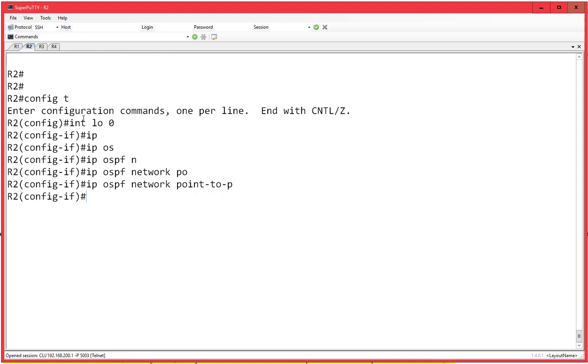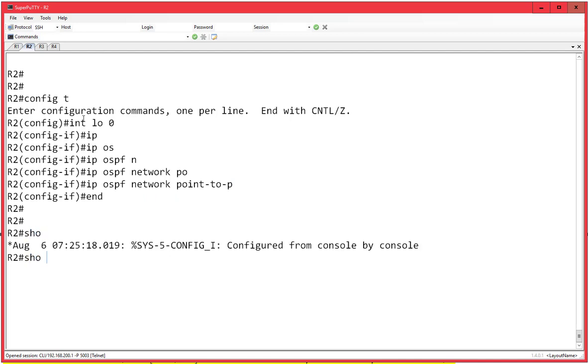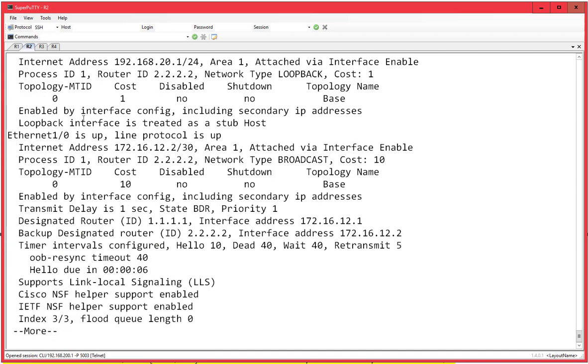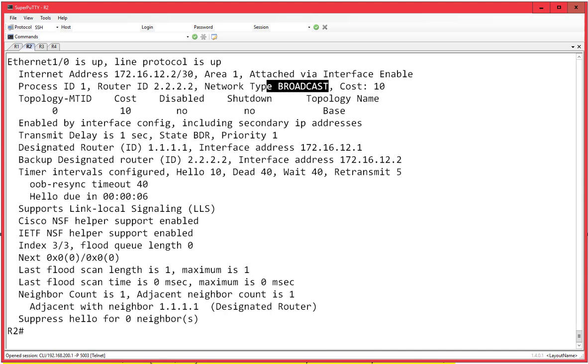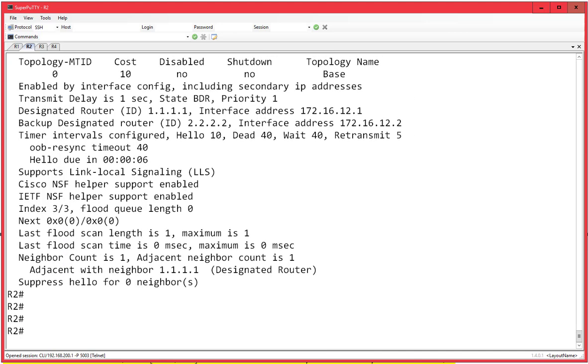Actually, it should be Ethernet in this case. Show IP OSPF interface. Yeah, it is broadcast, so changing it to point-to-point is not going to do any good. I think it's just showing up like that because of the way the interfaces are configured on the loopback. Show, actually, that's what I meant to do.